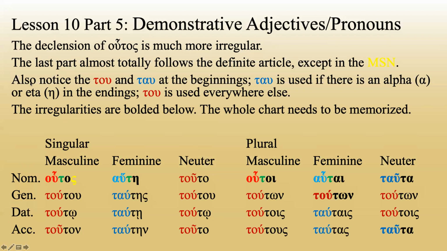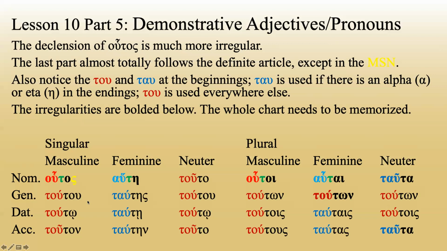Now, also notice the tau and the tau at the beginnings. Tau is used if there's an alpha or eta in the endings. Tau is used everywhere else. So with the exception of these two places and these two places, exactly where all the exceptions come in the definite article, with the exception of those, we have taus and we have tous.